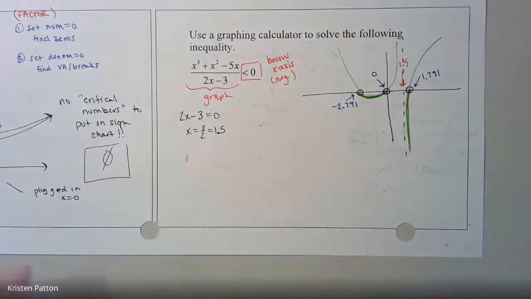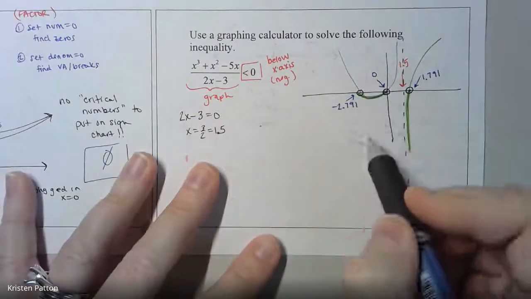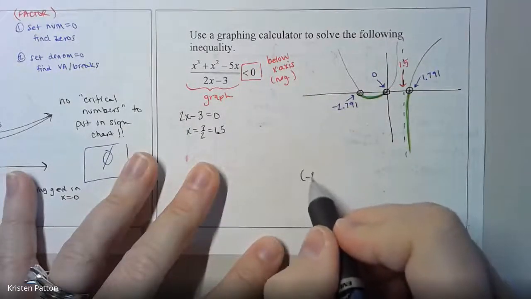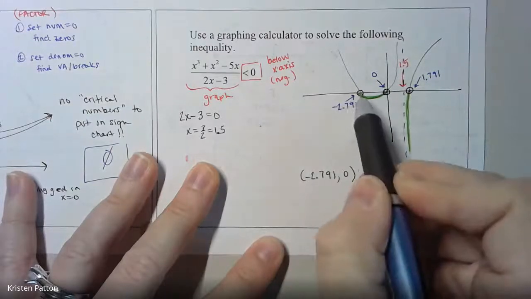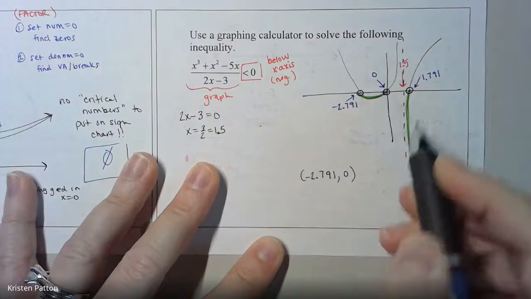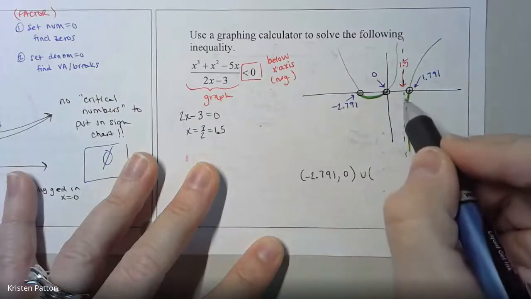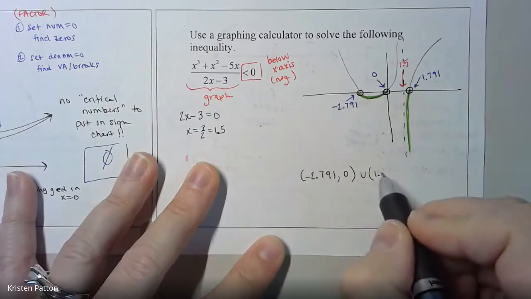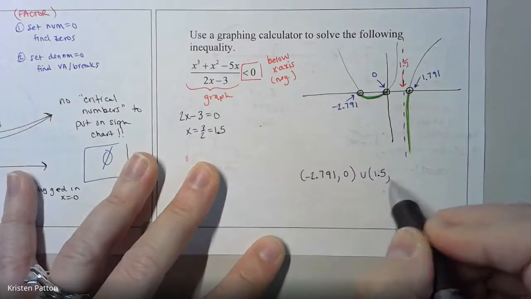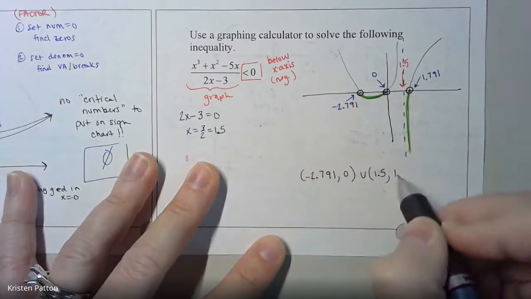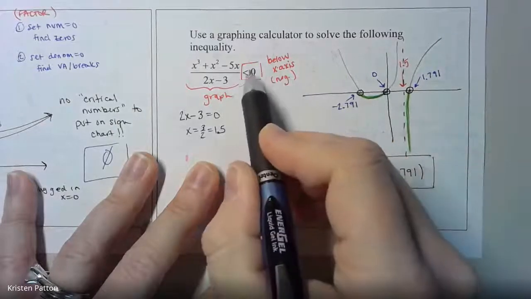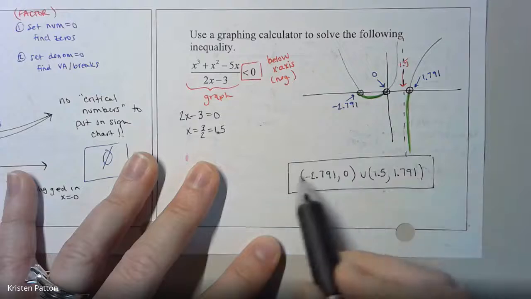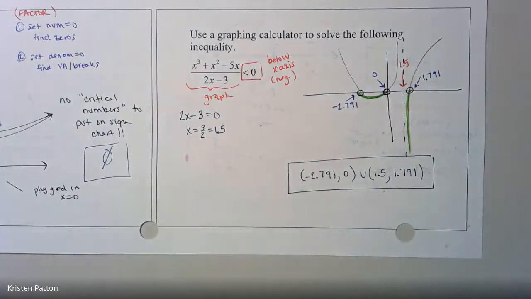All right, so we're ready to write our answer. When are we below the x-axis? From negative 2.791 to 0, right? From here to here. And then we start just to the right of 1.5, so we just don't include it. And then we're going to stop at 1.791. And because it did not say or equal to, I'm not using any brackets in there.